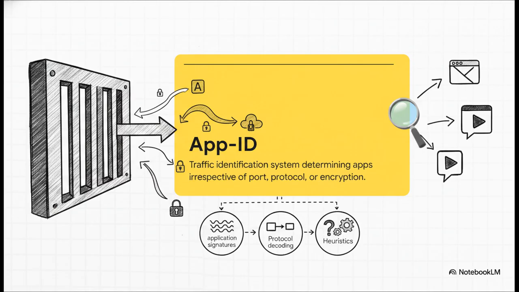It uses multiple techniques all at once, like application signatures, protocol decoding, and heuristics to identify the exact application before making any security decisions whatsoever. It simply doesn't matter if the app hops to a non-standard port or tries to hide as legitimate encrypted traffic. App ID is going to figure out exactly what it is.